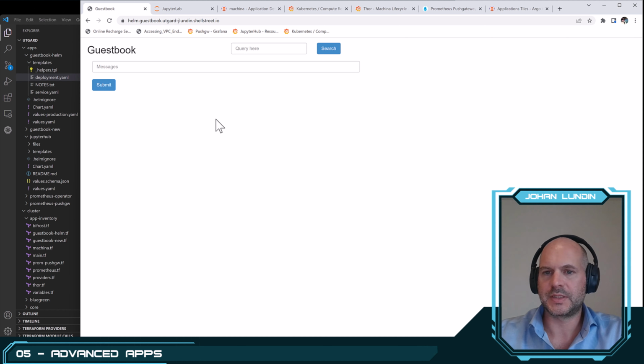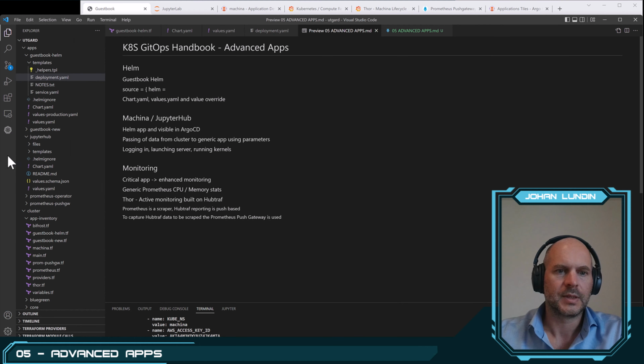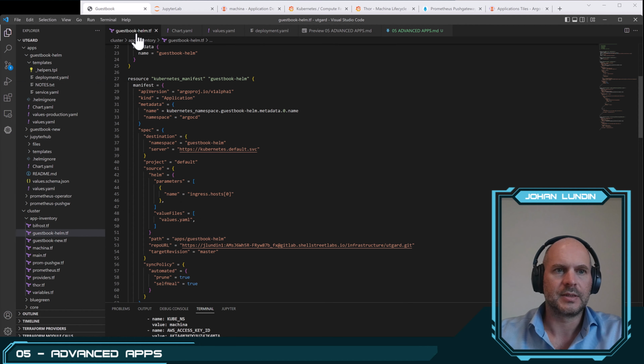The difference from this guestbook is that this guestbook is based on a Helm chart. And a Helm chart is a system that allows us to template a bit of the files needed for Kubernetes. If we look at the configuration file for this application, we can see that there's a Helm chart section in the configuration.